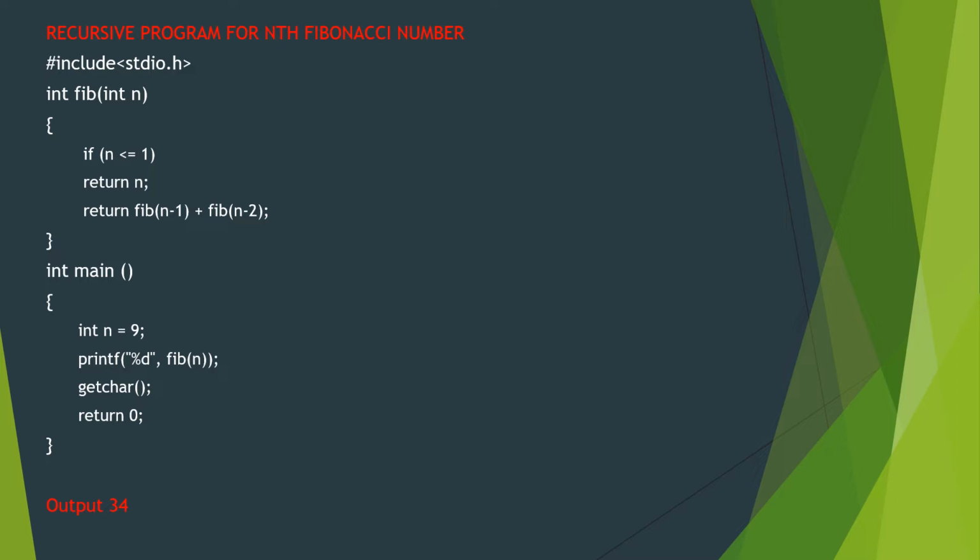Then go to the main function. In every C and C++ program, the execution must start with the main function. So int n is equal to 9. We are initializing the value n is equal to 9.